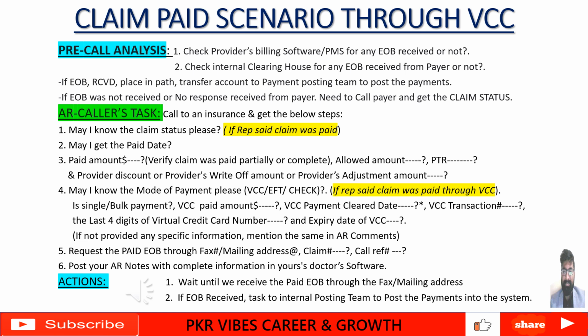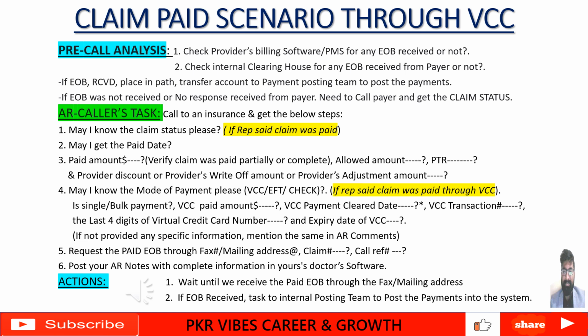And also, what is the virtual credit card transaction date? Clear date and transaction date might be the same date most of the time. And also verify what are the last four digits of the virtual credit card number. This is a very important question. If the rep refuses any specific information, please mention the same thing in your AR documents. And also ask what is the expiry date of the virtual credit card. So these are the virtual credit card payment details.